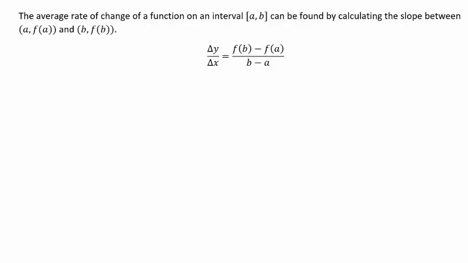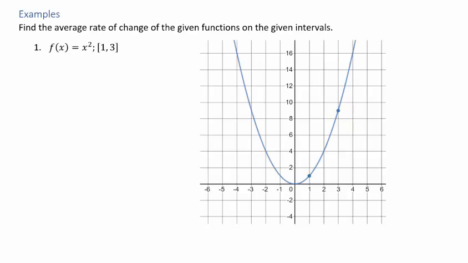Another important piece of information that we can gather from a graph is how, on average, the function values are changing. The average rate of change of a function on an interval from a to b can be found by calculating just the slope between those two points. You can see that this ratio, delta y over delta x, which is change in y over change in x, looks pretty much like the slope formula for a line. You can think of f of b minus f of a as y2 minus y1, and b minus a as x2 minus x1.